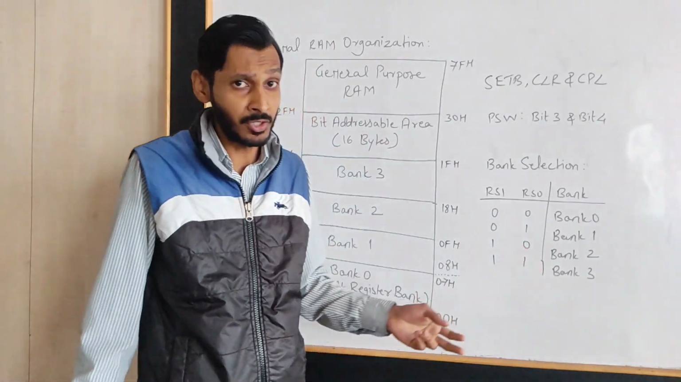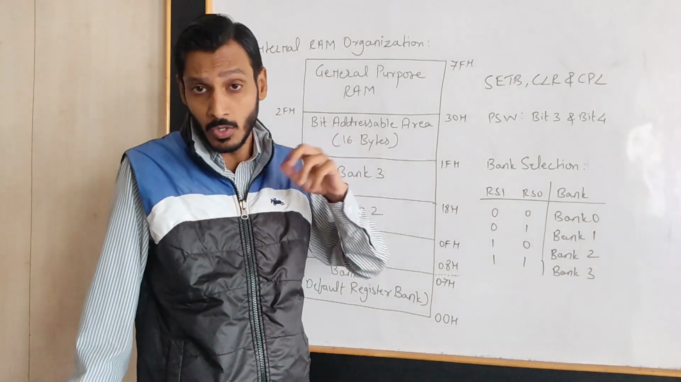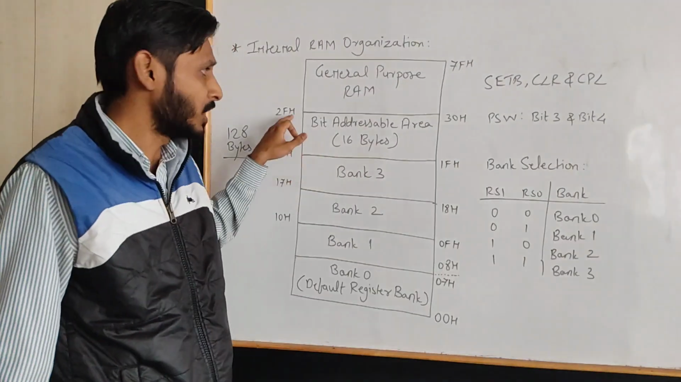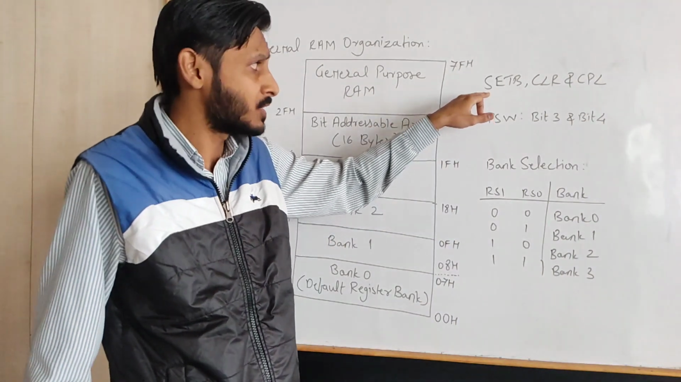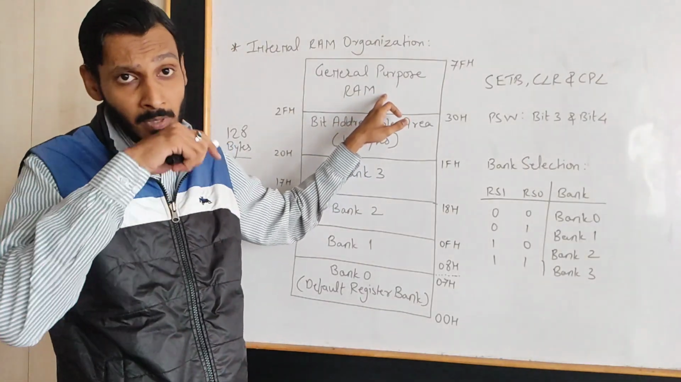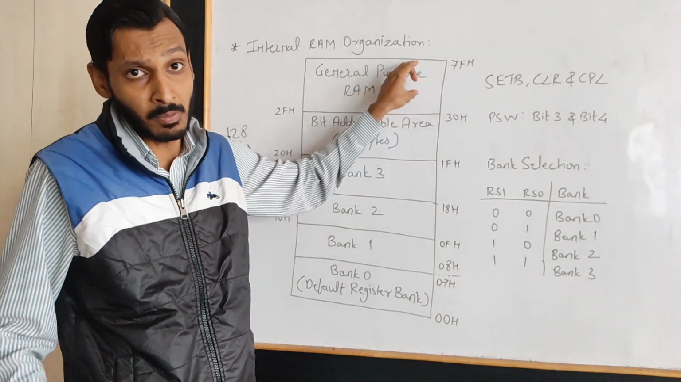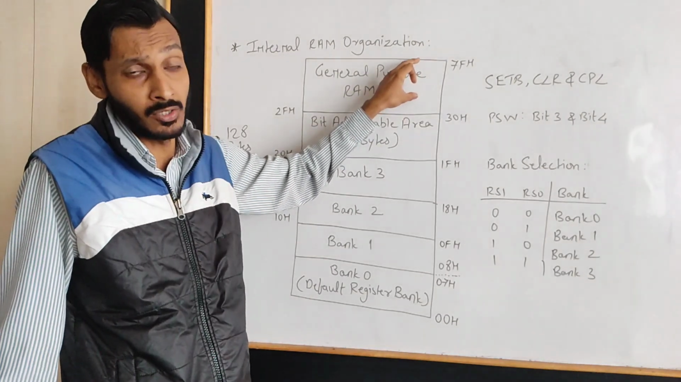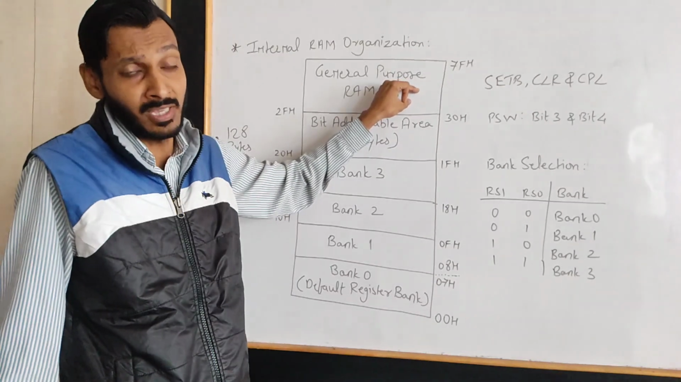After the lower 32 bytes, we have 16 bytes given as the bit addressable area, located from 20H to 2FH. In the bit addressable area you can use single bit instructions like set bit, clear or complement. Then at last we have general purpose RAM, which is 80 bytes with address locations from 30H to 7FH. It is given to the user, so the user can do anything here, and you can use these 80 bytes for any programming purpose in the microcontroller.